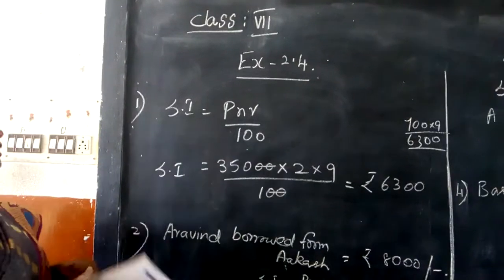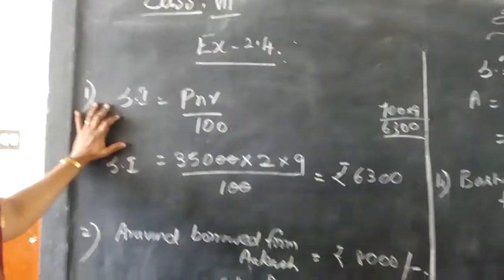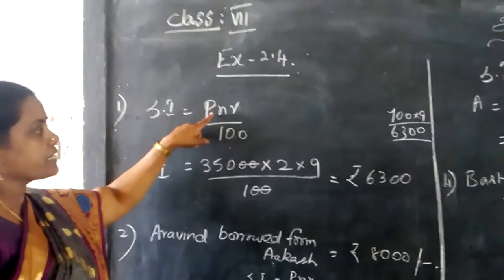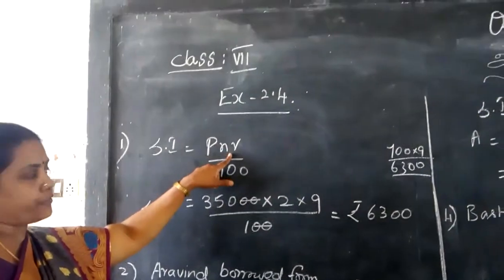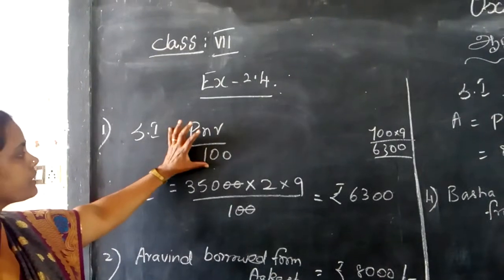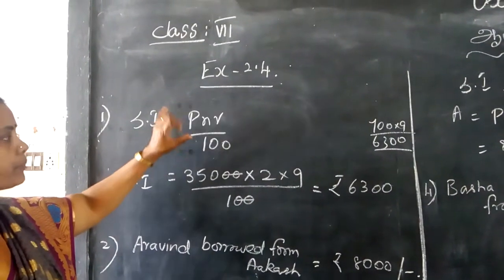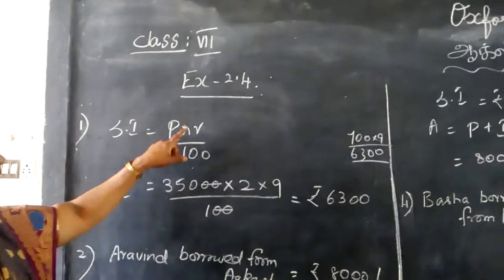So we have discussed simple interest already. What is the formula for simple interest? P n r by 100. P is the principal, n is the number of years, r is the rate of interest. To find the simple interest, definitely these three values are required: principal, number of years and the rate of interest.